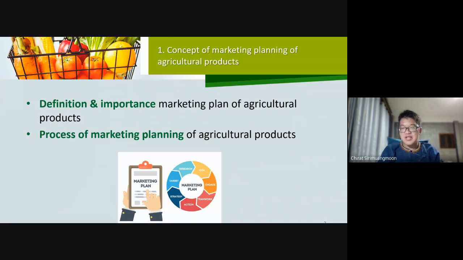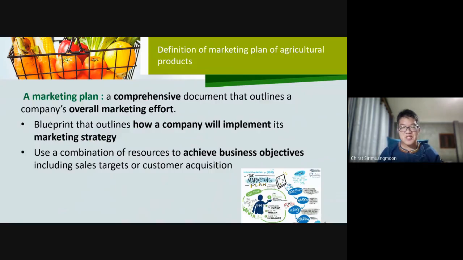So the first main topics I would teach you is the definition and importance of marketing plan, and then the process of marketing plan. So what is marketing plan? Marketing plan is actually the comprehensive document or comprehensive framework that present the overall marketing activities or marketing effort that you will try to do. In other terms, it can be the blueprint or the framework that present how a company will use the marketing strategies. So it's like you have the plan, you have the map, and this is the map for running the business. So this is marketing plan.